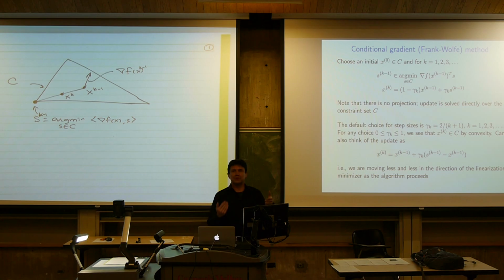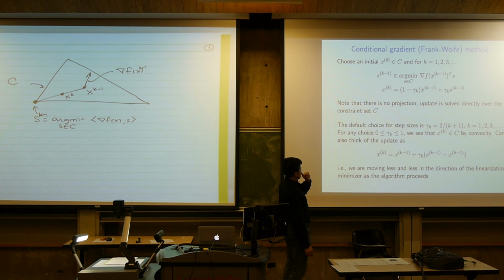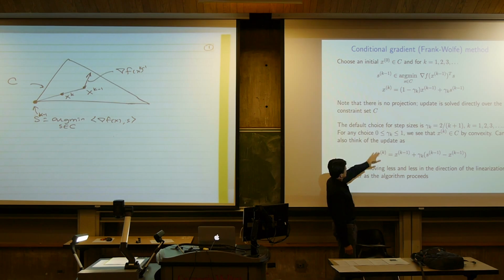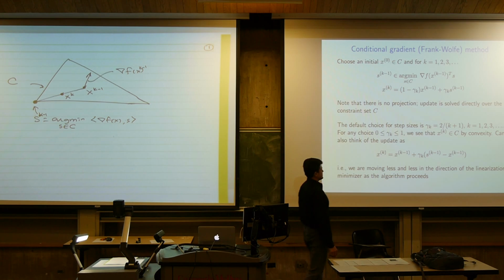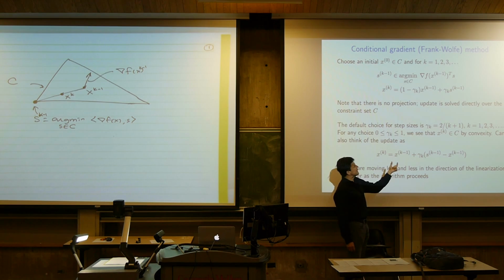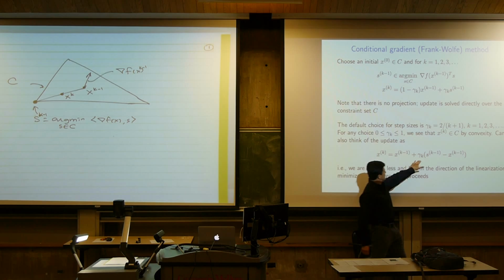Okay, so that's the algorithm, and that's what we will be discussing over the next hour or so. Maybe one point that it's nice to note is that, of course, the update up there is written in the way that we normally think about convex combinations, right? Some weight on the initial point and some weight on the final point. But of course, that's the same thing as writing it as take xk minus 1 and move a certain length in the vector that points to sk minus 1 from xk minus 1. So move in this direction.